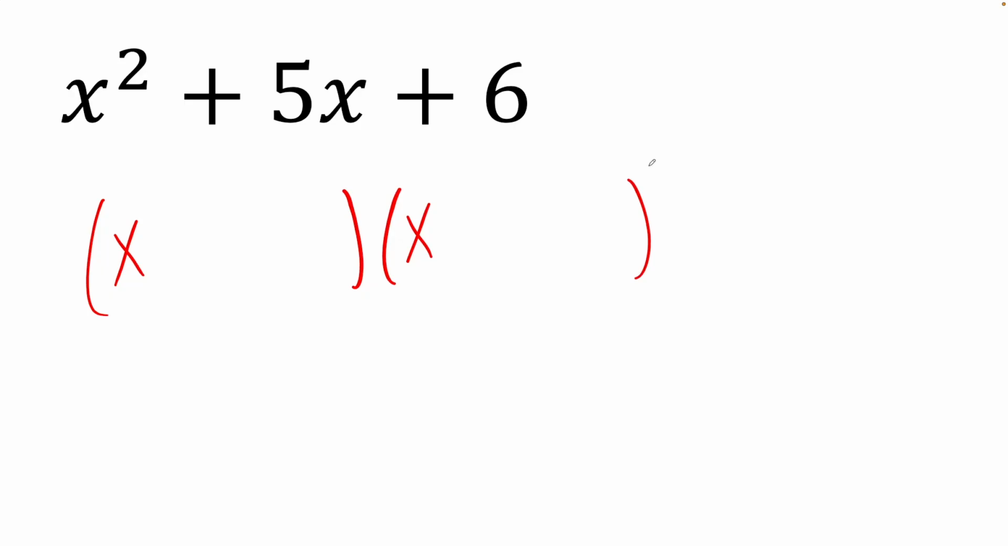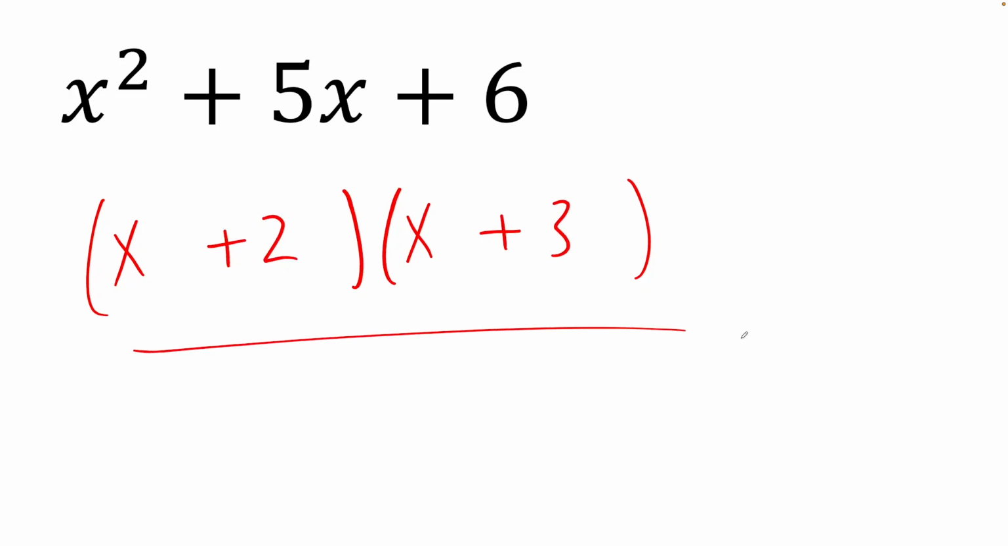Now we're thinking to ourselves, what two numbers multiply to give us a positive 6, but add to give us a positive 5? Well, we know it's going to be a positive 3 and a positive 2. And this right here is our final answer.